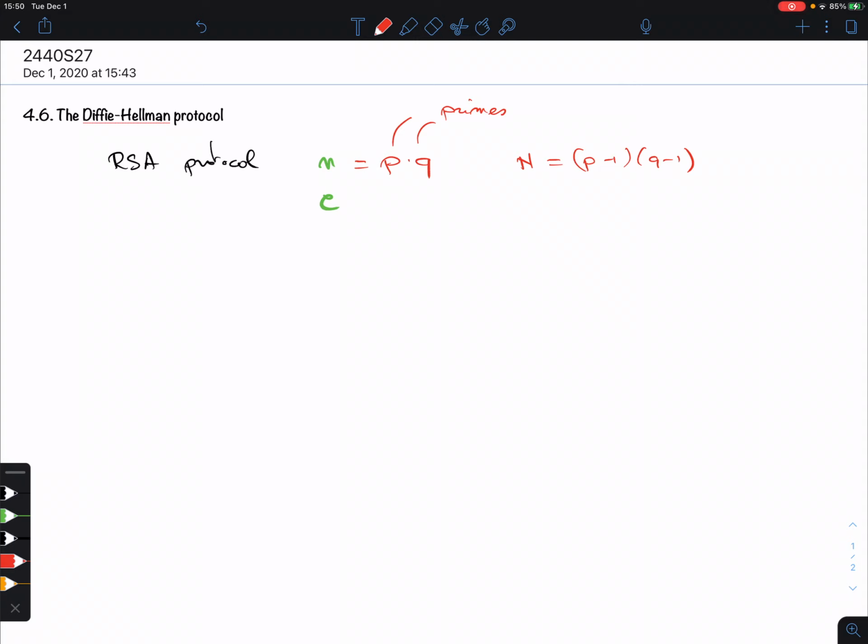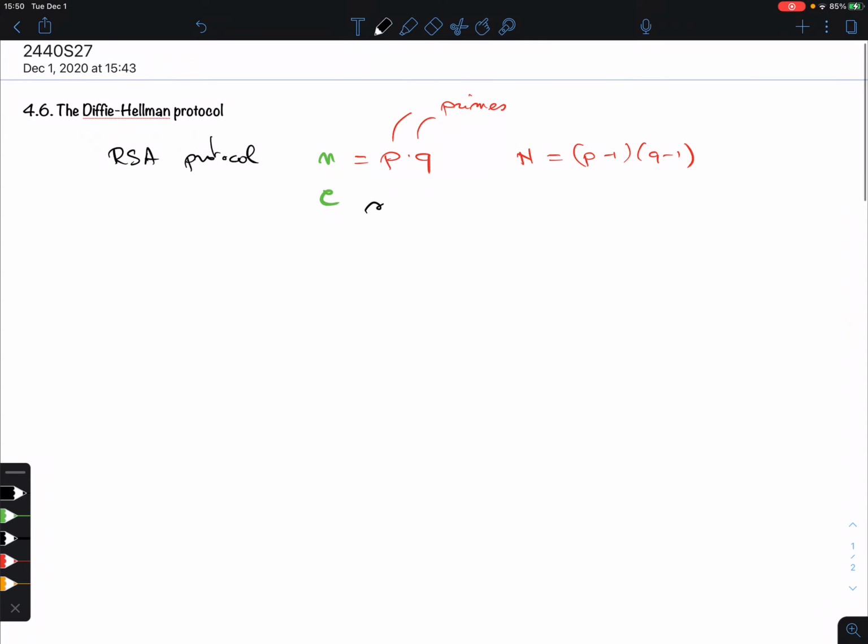So let me write it up, such that the GCD of E and that number is 1. So that is a condition. And then there is a last secret component, which can all be calculated. The only thing you really need to know is capital N. To break the algorithm, you need to know capital N, and I'll talk about that a little bit in a sec.